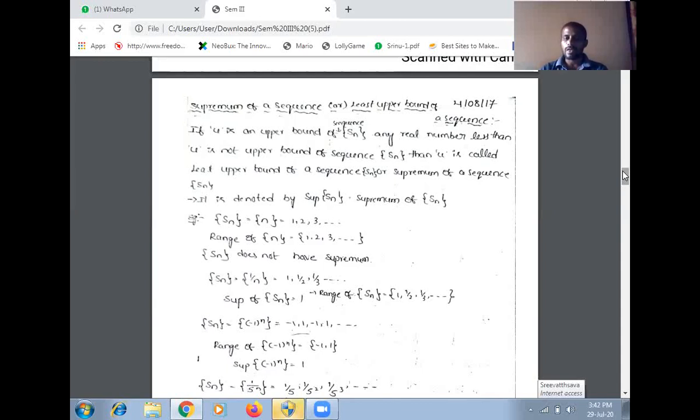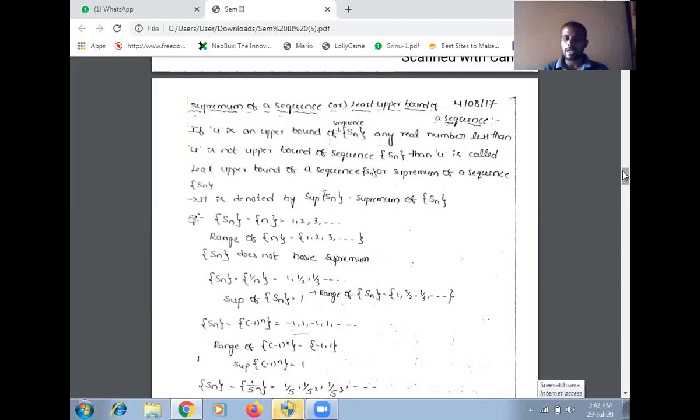So here 1 is the greatest value. Here 1 is the upper bound of the sequence. But similarly, at the same time, values above 1, like 2, 3, 4, are also upper bounds of the sequence. But 1 belongs to this sequence. So here 1 is the least upper bound value.